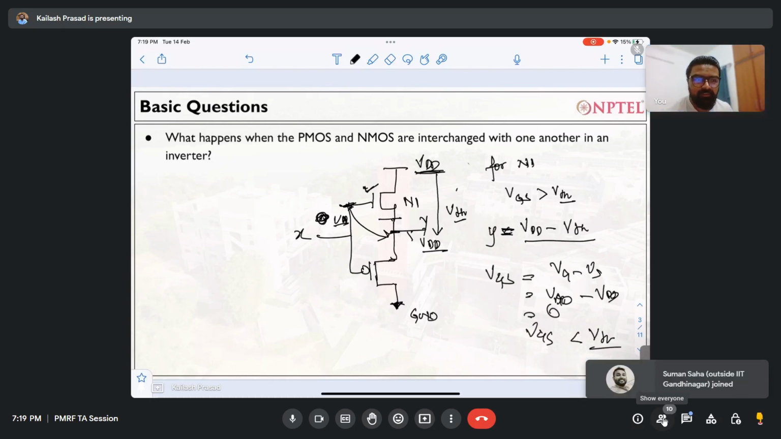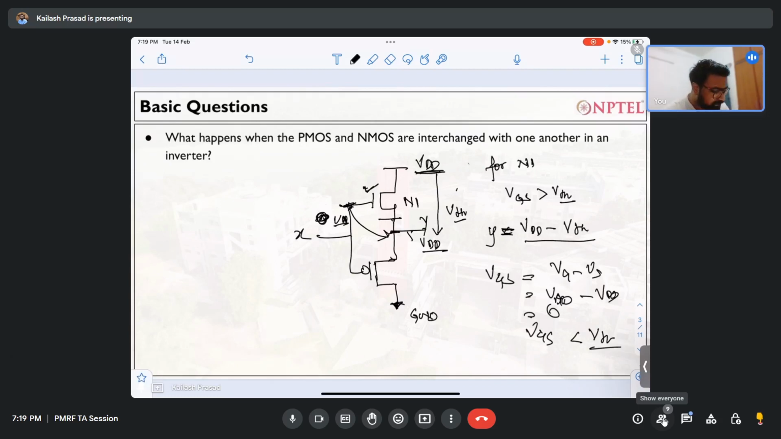So that's the reason you say that it cannot pass 1 completely, because if it passes 1 completely, the NMOS will be turned off. It won't be able to pass anything, right? So it's a loop. The output should be at most VDD minus VTH, okay? Because there will be a VT drop.